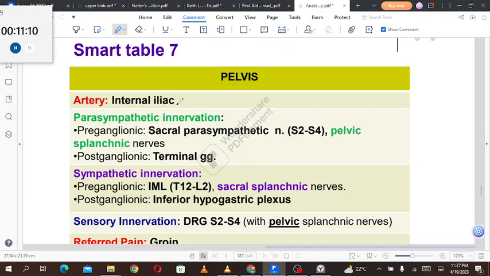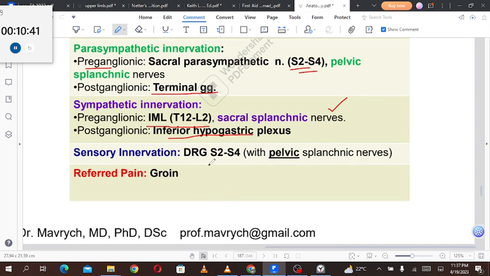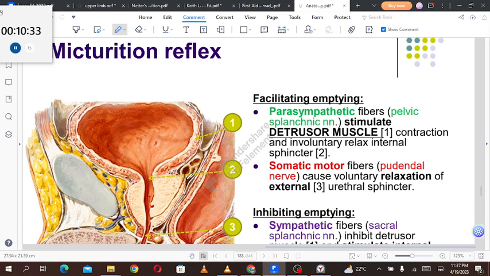So for the pelvic viscera, the arterial supply is coming from the internal iliac artery. The parasympathetic innervation, preganglionic fibers are coming from the sacral parasympathetic nerve, S2 to S4, that are pelvic splanchnic nerves. And the postganglionic fibers are definitely the terminal ganglion, which are present on the individual viscera. The sympathetic innervation, the preganglionic fibers are coming from the intermediolateral columns of T12 to L2, that are sacral splanchnic nerves. Postganglionic, inferior hypogastric plexus. Sensory innervation, dorsal root ganglion, S2 to S4 with the pelvic splanchnic nerves, and referred pain is going to the groin.